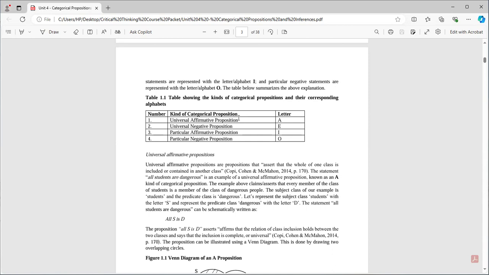Instead of students, we use the letter S to represent students. And dangerous, we use the letter D. There are no changes to the A, and S is only one S. So the class of students is the letter S, the class of dangerous people is the letter D. So now we have all S is D, instead of all students are dangerous.